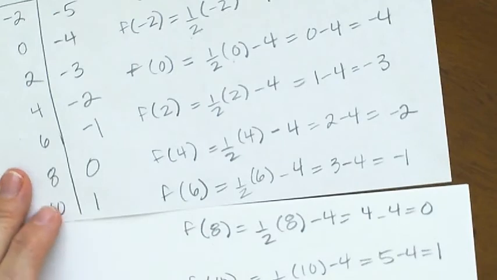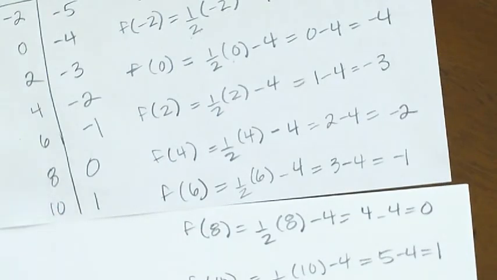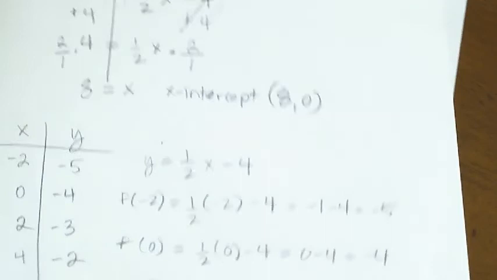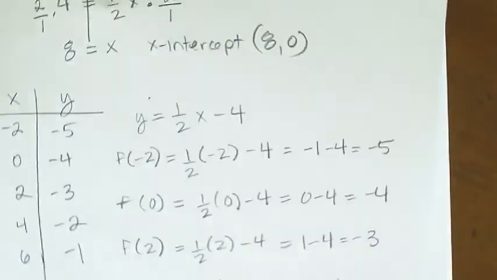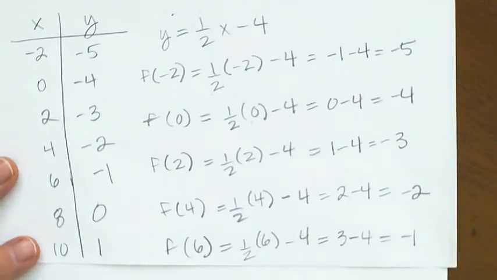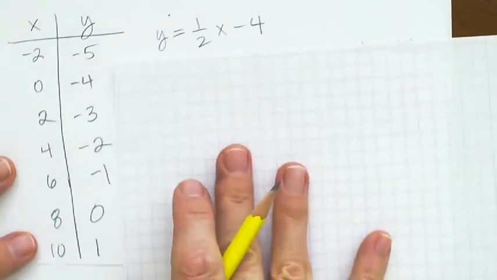Do you have to do it this way? You could put this in the calculator and use the table feature. That would be okay. I think it's important to kind of refresh your memory, because sometimes you put something in the calculator and just because you see the answer doesn't mean you know where it came from.